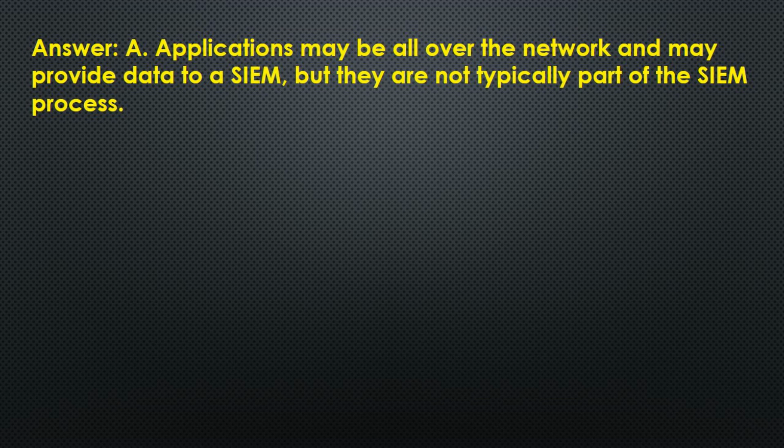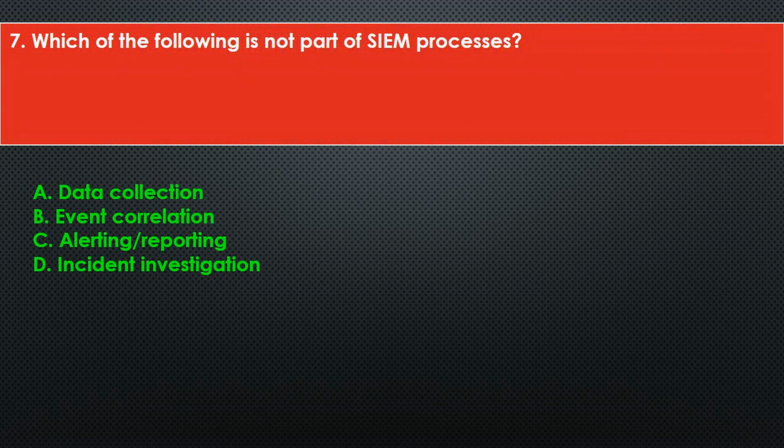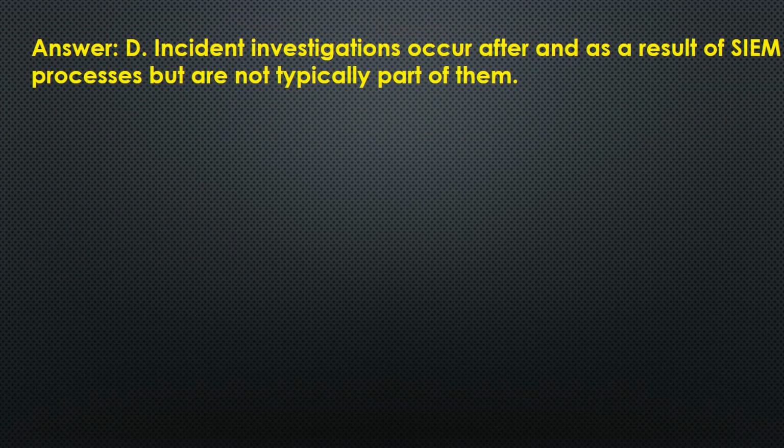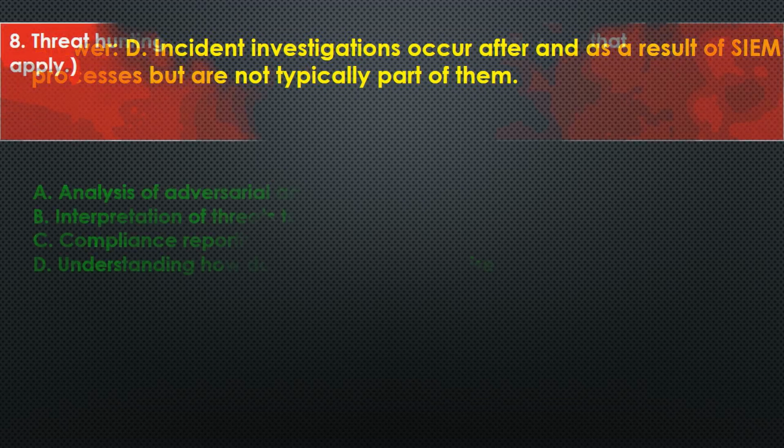7. Which of the following is not part of SIEM processes? A. Data collection, B. Event correlation, C. Alerting/reporting, D. Incident investigation. Answer, D. Incident investigations occur after and as a result of SIEM processes but are not typically part of them.